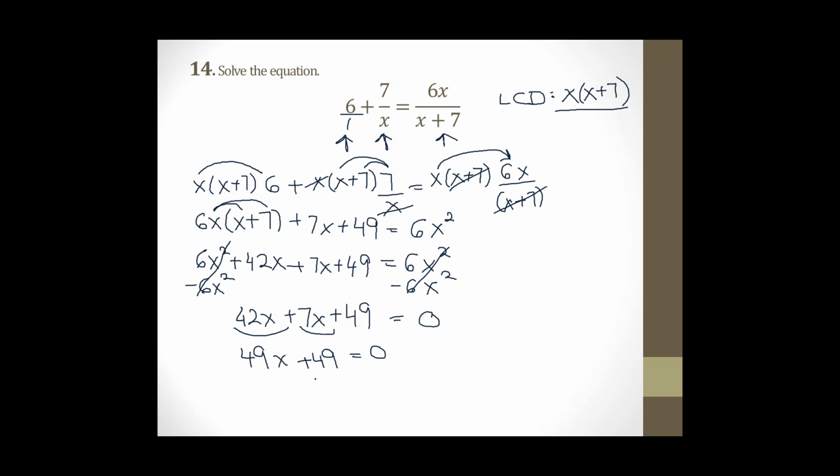Okay, then I can bring the 49 over to the other side, solving for x. So subtracting 49, 49x equals negative 49. And then to get x by itself, divide by 49 on both sides.